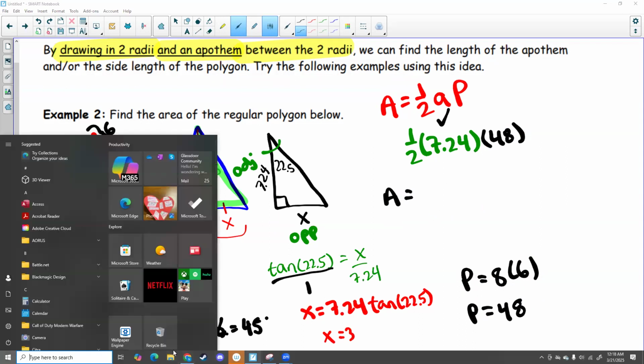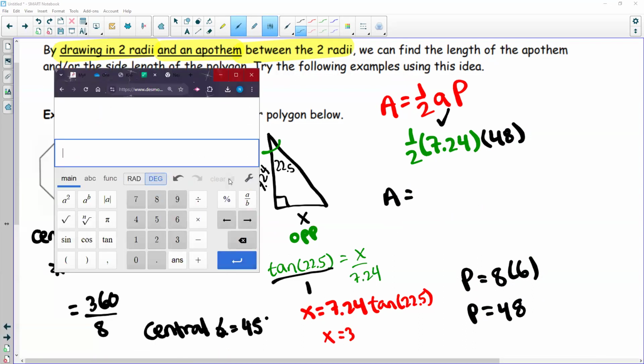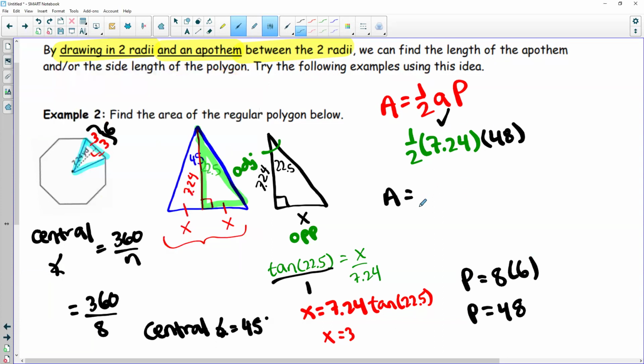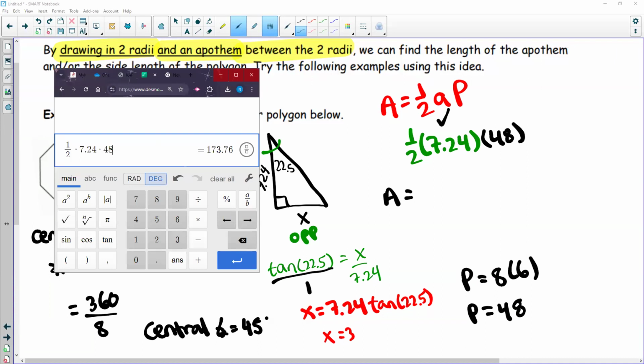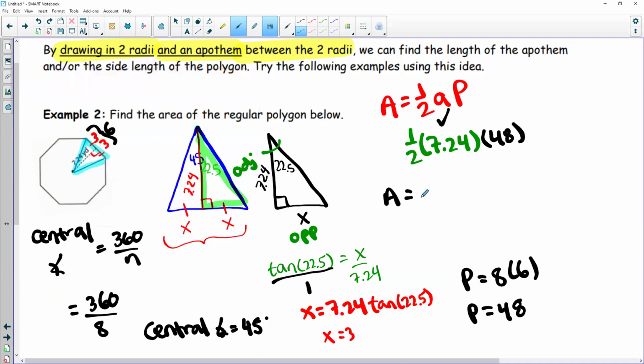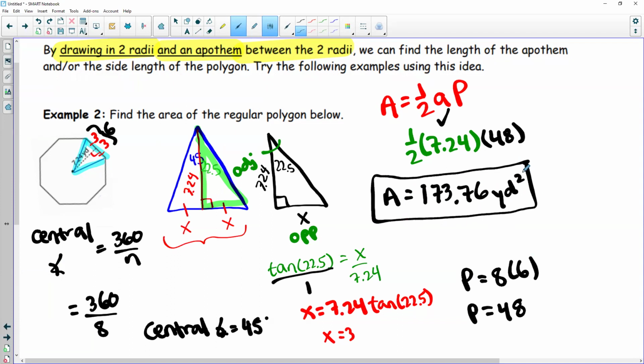So let's go ahead and type that in. We have 1/2 times 7.24 times the perimeter of 48, giving us an area of approximately 173.76. So our area is approximately 173.76. And if we look at the units here, they have yards, so yards squared.